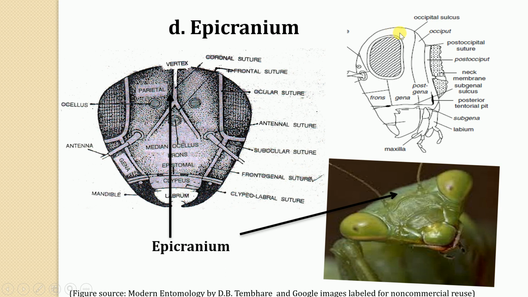vertex. The independent status of the vertex as a completely different sclerite is still a controversial subject. Hence this vertex is included as a part of the epicranium sclerite only. So this is about the epicranium.